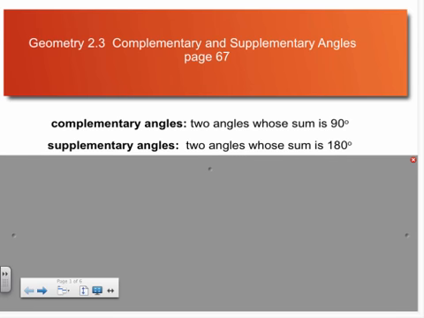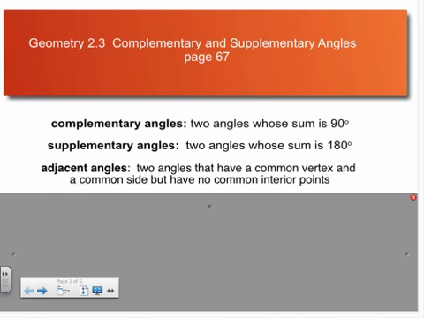Another key term today is adjacent angles. These are angles that have a common vertex and a common side, but have no common interior points. Let's take that definition apart a little bit. Adjacent angles have to share a vertex. They also need to share one of their sides, a ray, but they can't have any other points in common.